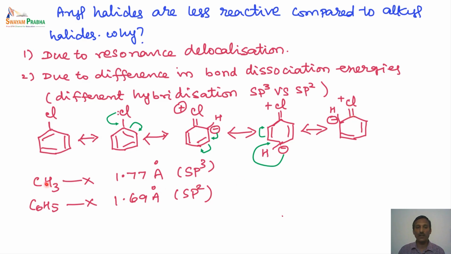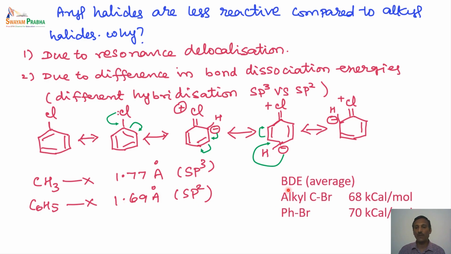And if you look at the bond length, the CH3X bond, where X is a halogen, chlorine here, is assumed to be 1.77 angstrom. This is an sp3 hybridized carbon, whereas in the case of chlorobenzene, the CX bond length is 1.69, which is shorter than the 1.77 CH3X bond. That means here we have an sp2 hybridized carbon with a double bond to the halogen, and that is the reason for the shorter bond length. We know that a longer bond is easier to break, and a shorter bond length will have higher bond dissociation energy.